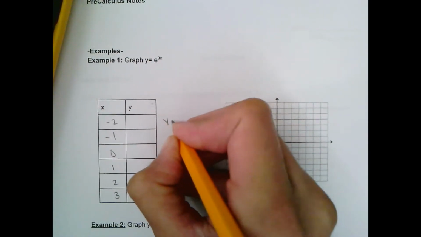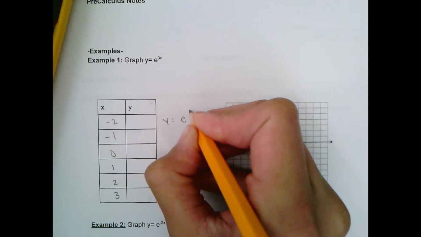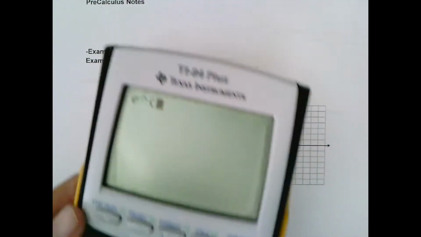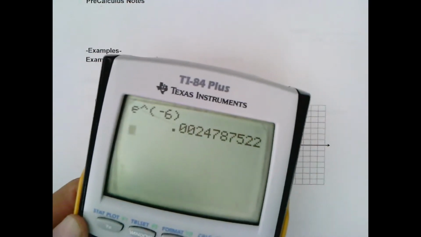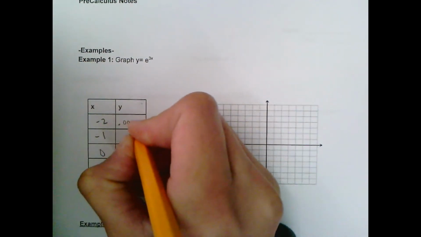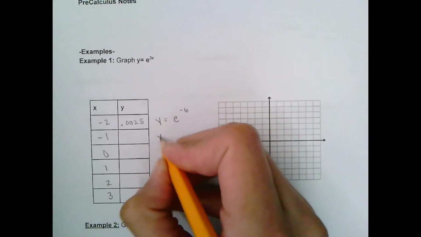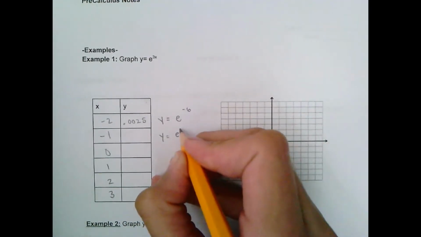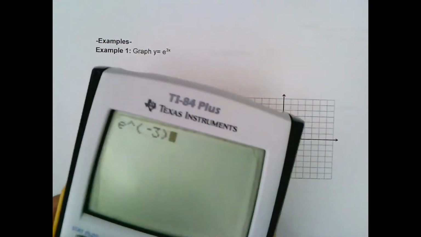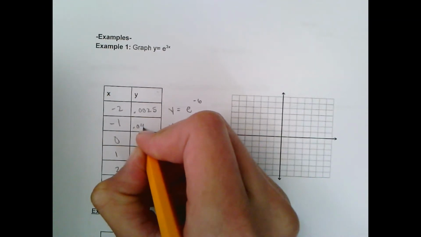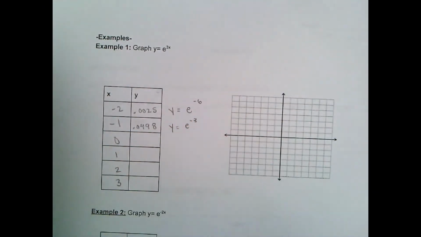Here we get y equals e to the 3 times negative 2, which is negative 6. That means in my calculator I'm going to be plugging in e to the negative 6 and hitting enter. That's about 0.0025 if I round up. Now if I plug in negative 1 into my function, that's y equals e to the 3 times negative 1. That's negative 3. I'm going to use my calculator and plug in negative 3 there to get about 0.0498 if I round up.